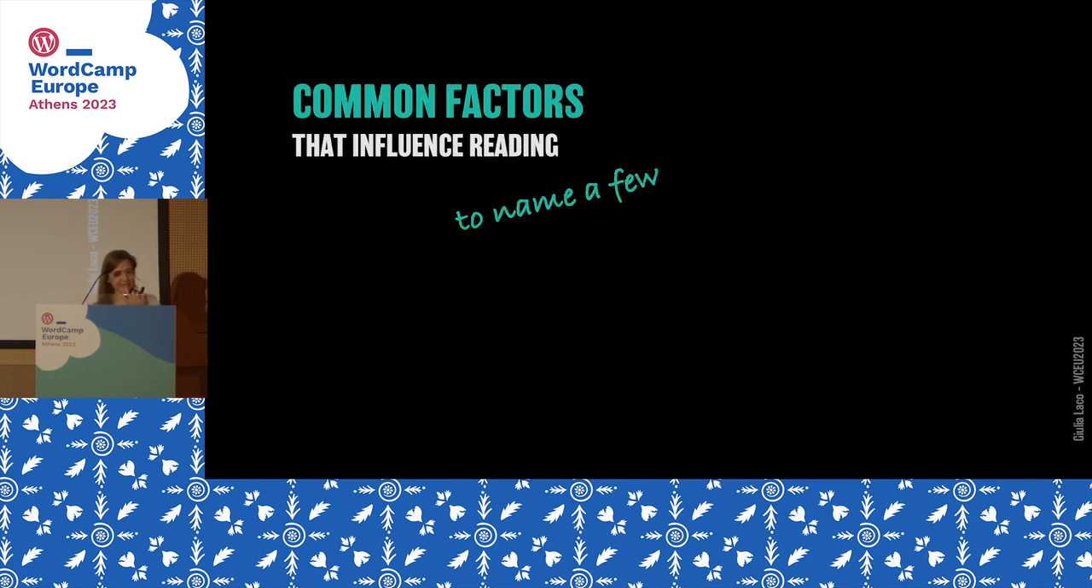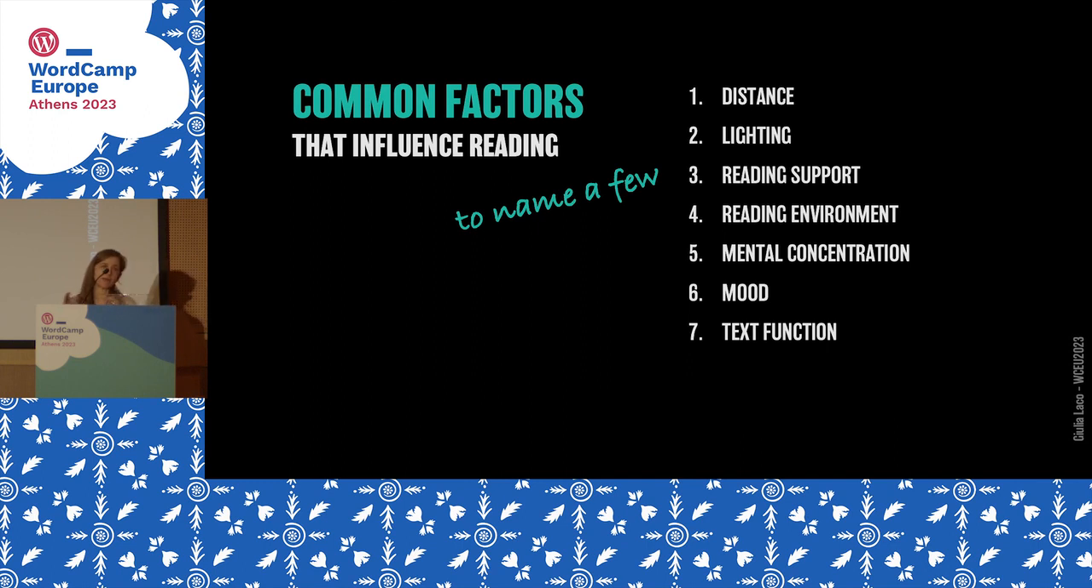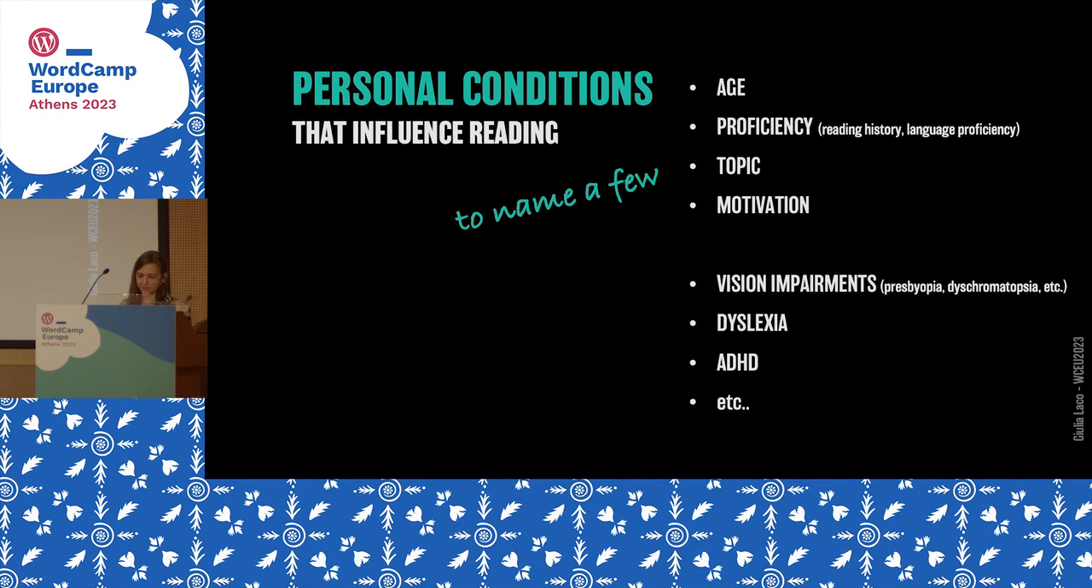Among the common factors, to name a few, I would say the distance of reading, the lighting, the reading support, whether we are reading on paper or on a screen, which kind of screen, and so on. The reading environment in which we are, the mental concentration we have in that moment, the mood we have in that moment, and the text function, it depends what we are reading. Is that a title? Is that a menu? What is it? So these are common factors that influence reading, more or less. And there are many more, actually.